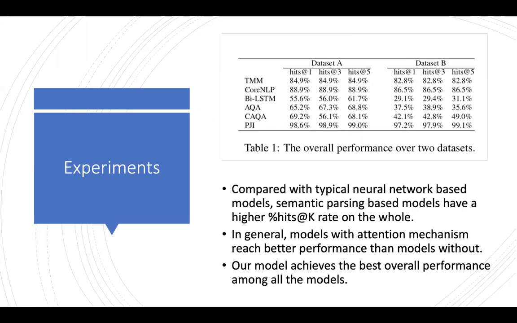From the table, we can see that, compared with typical neural network-based models, semantic parsing-based models have a higher hit at K rate on the whole. And in general, models with attention mechanism reach better performance than models without. Our model achieves the best performance among all the models.